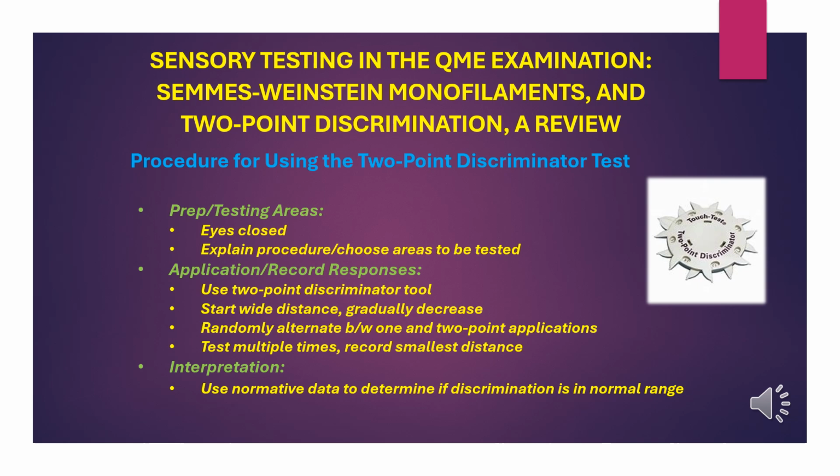Then you record the smallest distance at which the individual can distinguish between 1 and 2 points. And you repeat the test on the symmetrical areas on both sides of the body to compare the sensory function. And finally, in interpreting, you use the normative data to determine if the individual's 2-point discrimination ability falls within a normal range. Differences between the sides or a reduced ability to distinguish points may indicate some sensory nerve impairment or possibly another neurological condition.